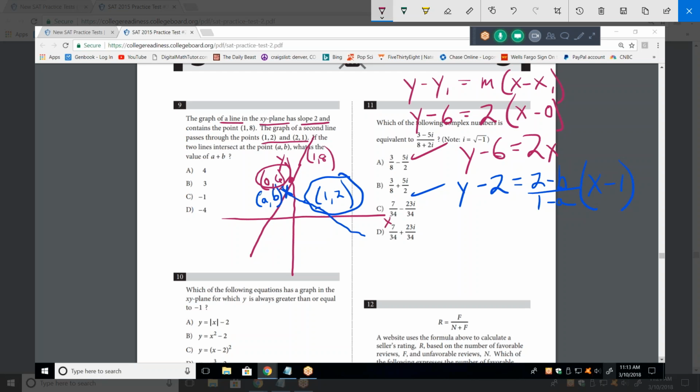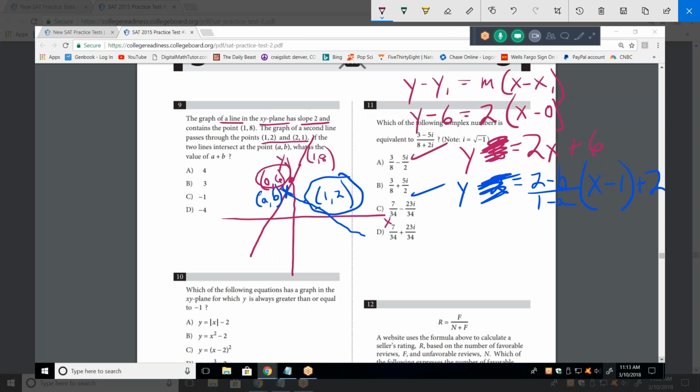So I'm going to take the first line and I'm going to add 6 over here. Now I know what y is equal to. I'm going to take the second equation. I'm going to add 2. Now I know what y is equal to. And because these two lines intersect, I know that the y's are equal to one another.